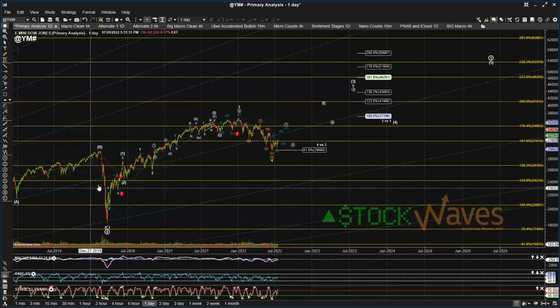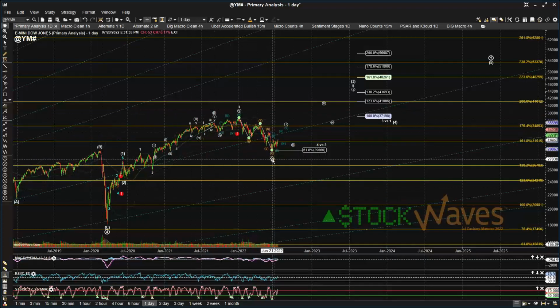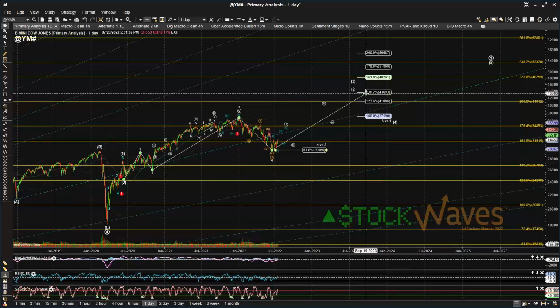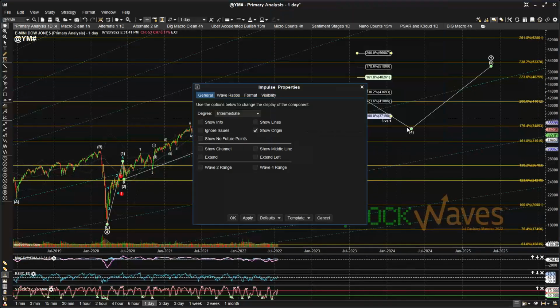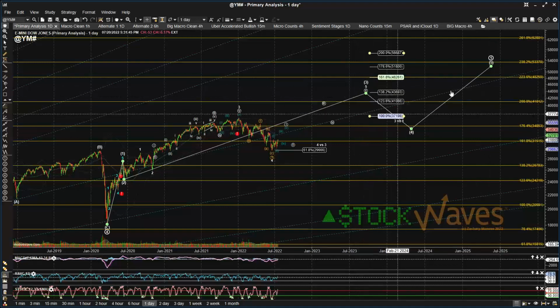So the Dow counts better as being just the 4 inside the parentheses wave 3, and then getting another 4th and a 5th wave from there to complete wave 5. So it can be a longer term move.